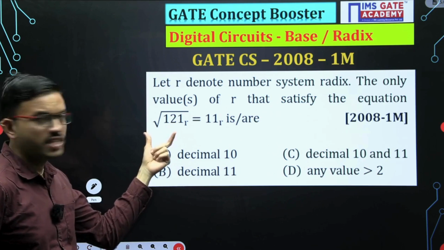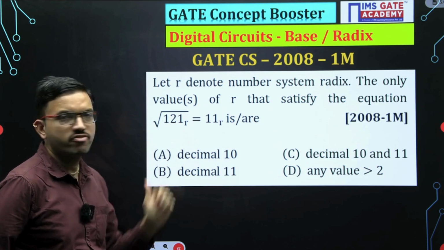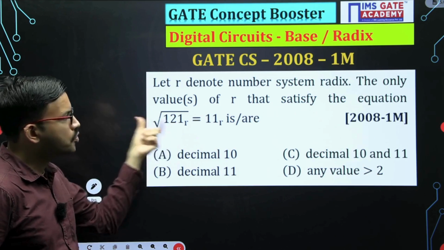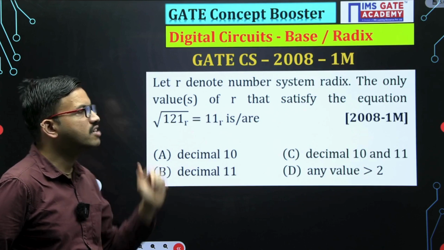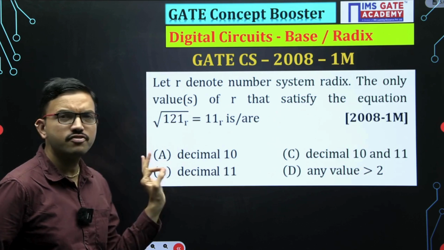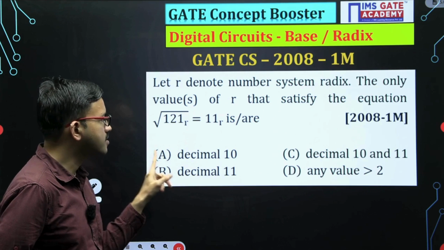What is the equation they have given? Under root (1 2 1) base r is equal to (1 1) base r. Whatever the equation they have given, in order for that equation to hold, what should be the value of base r or radix r? In general, many of the students select option A as the answer.